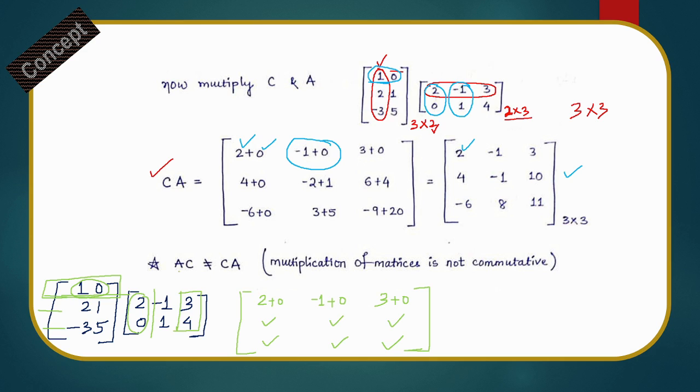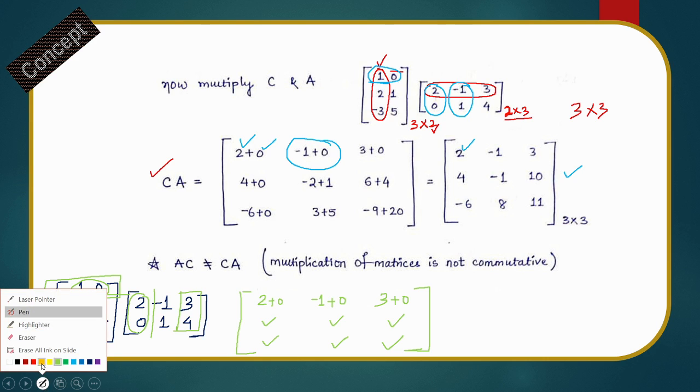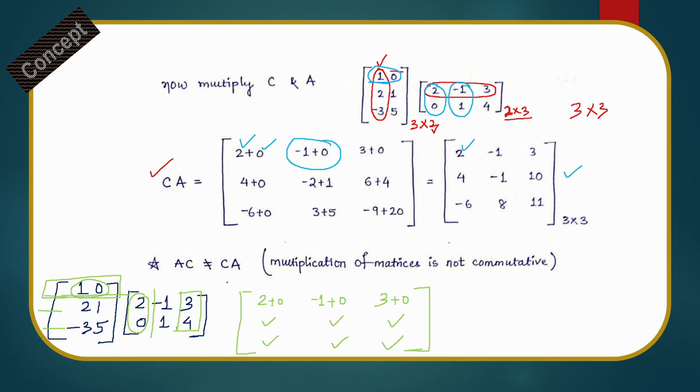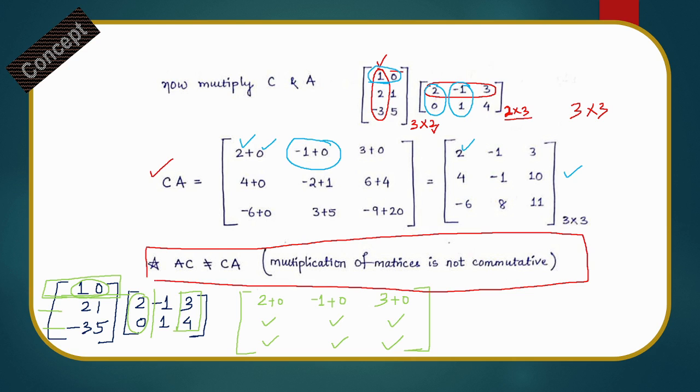So as you can see, A into C is not equal to C into A. So we can say matrix multiplication is not commutative. This is a very important property of matrix multiplication, that A into C is not equal to C into A.